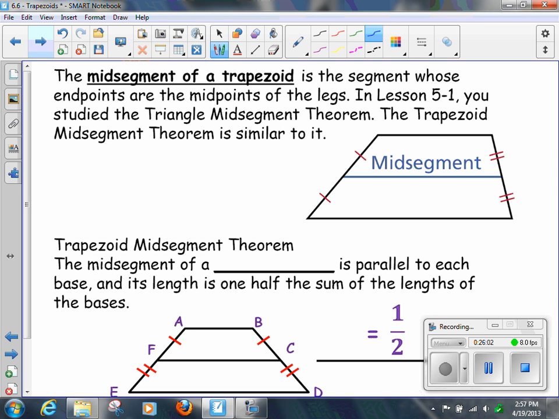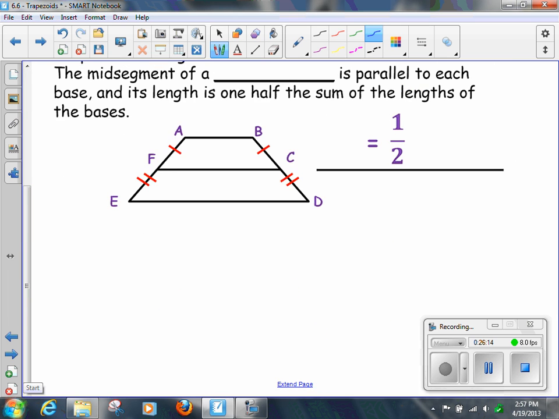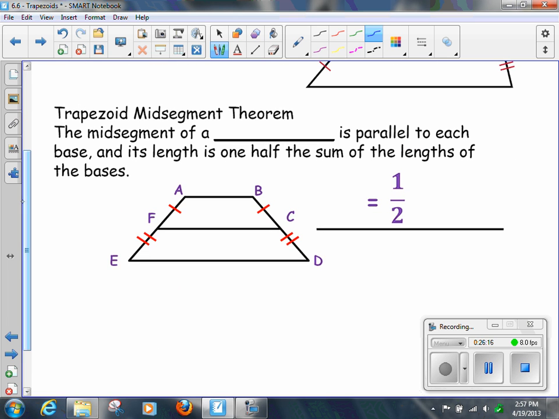This is easy, though. The mid-segment of a trapezoid, we treat it the same way. It's going to be 1/2 the sum of the top base plus the bottom base. That's pretty simple to remember. It says the mid-segment of a trapezoid is parallel to each base, and its length is 1/2 the sum of the lengths of the bases. I would rewrite it this way: FC is equal to 1/2 of AB plus ED.